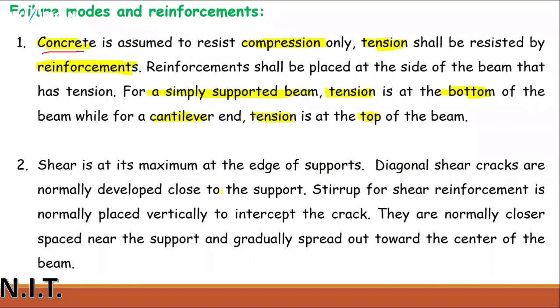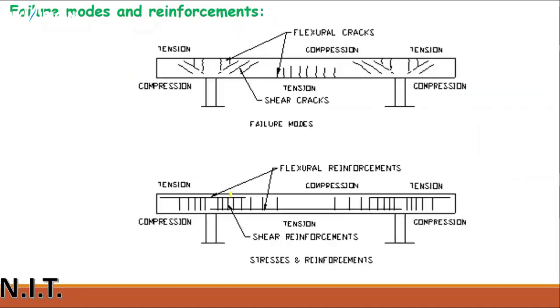shear cracks are normally developed close to the support. I will show you the picture of diagonal cracks. These are the failure modes. You can see these diagonal cracks are called shear cracks. Shear cracks are always close to the support. This is the support. And these are the flexural cracks which propagate vertically, and usually they are generated at the center of the beam.